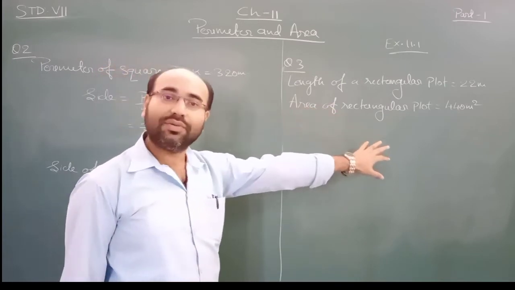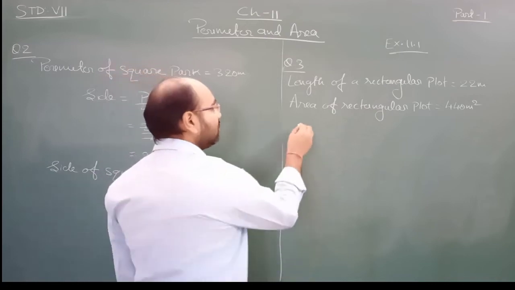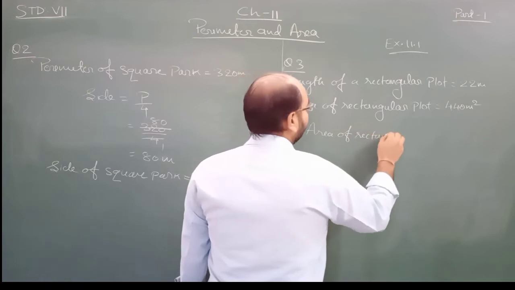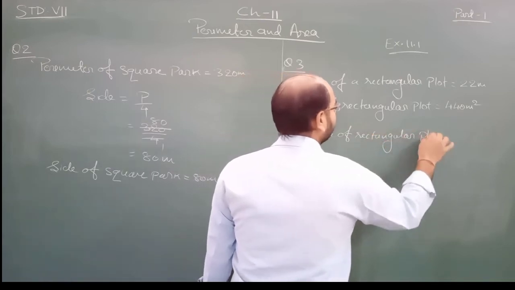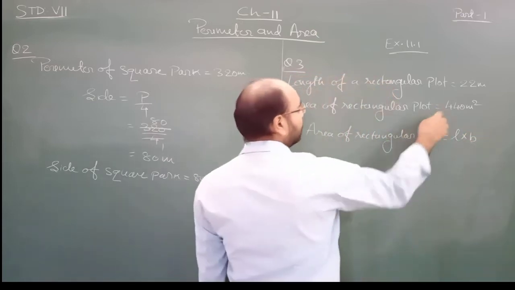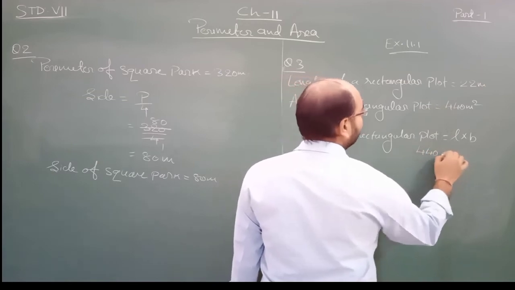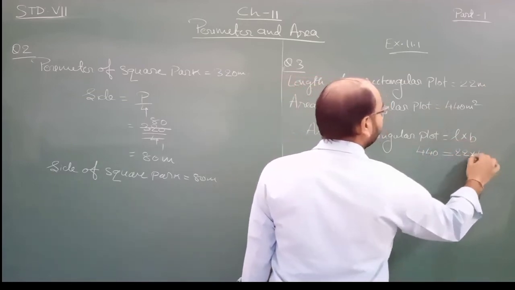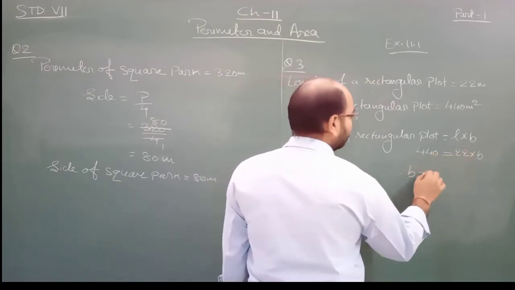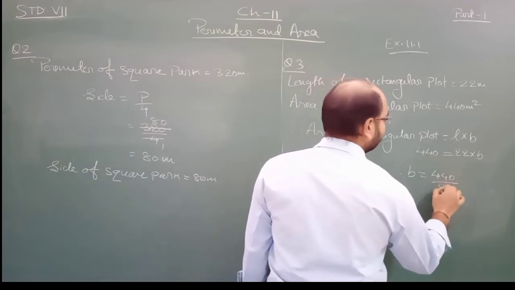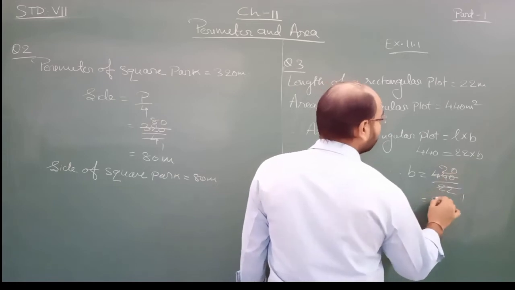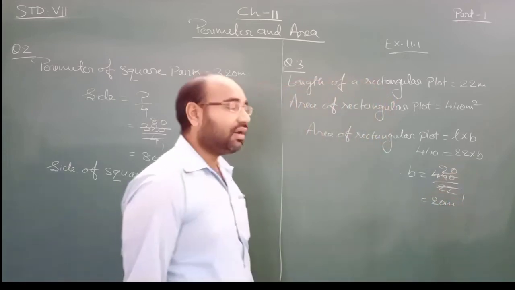We have to put it in the area formula, just cross multiplication you have to do. Therefore area of rectangular plot is equal to L into B. So area we are having 440 is equal to length is 22 into breadth, and therefore by cross multiplication it will come in division. So 440 upon 22. So 22 ones are 22 and 22 20s are 440. So 20 meter breadth we are getting.